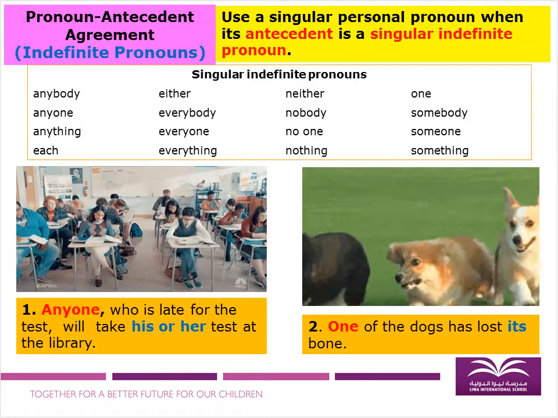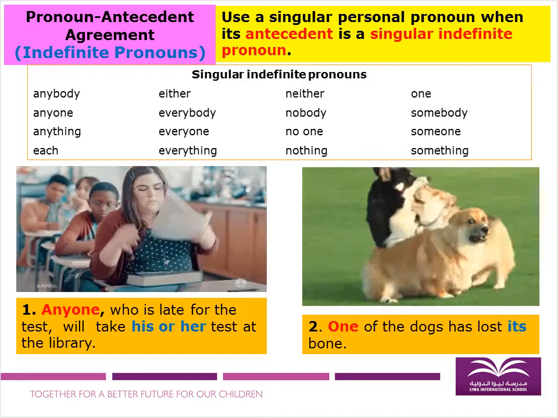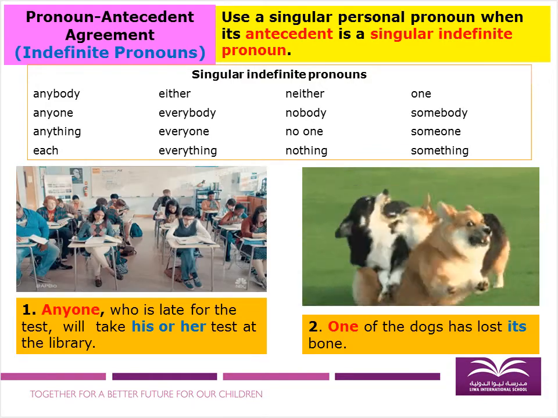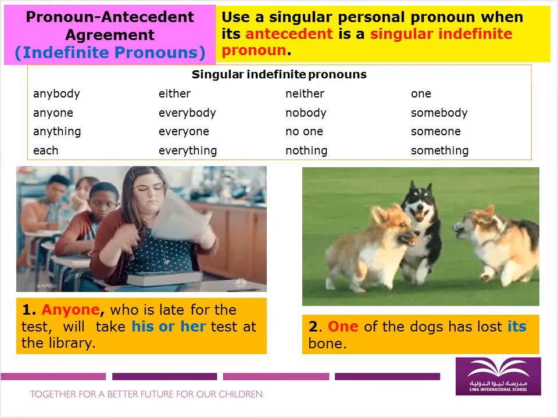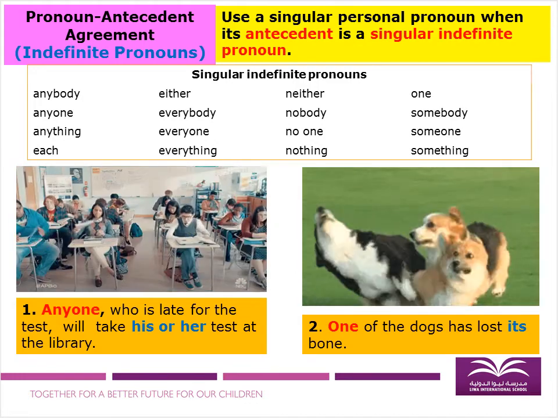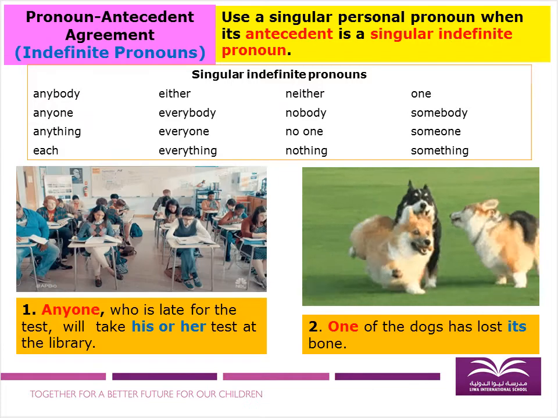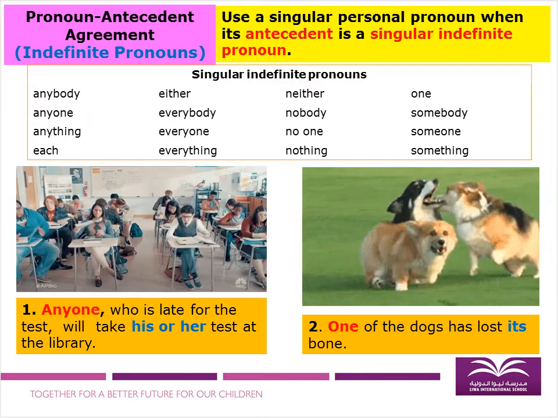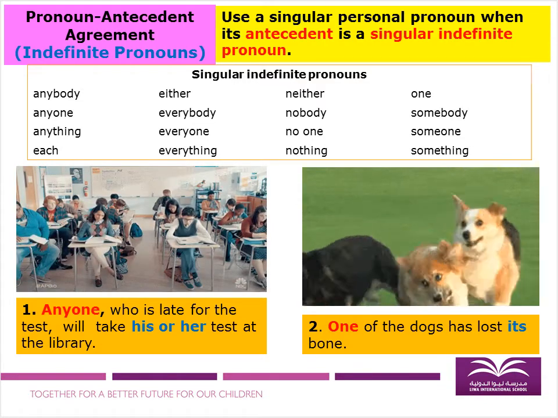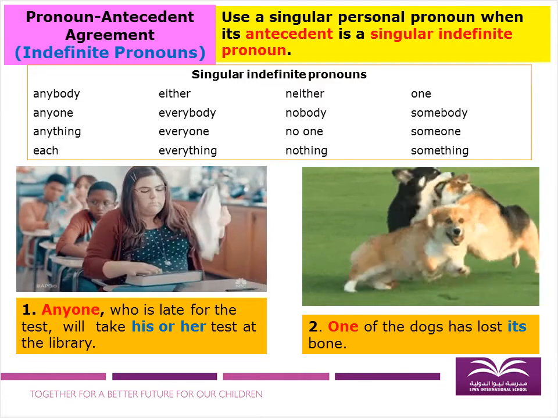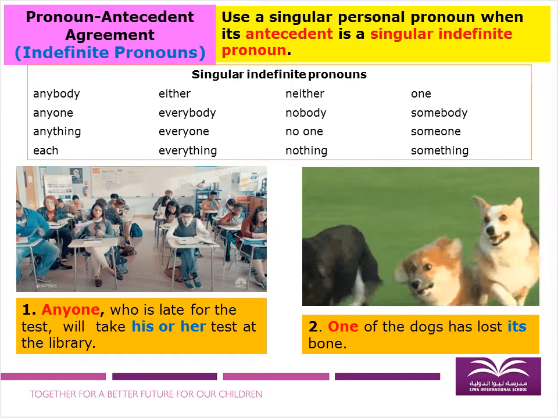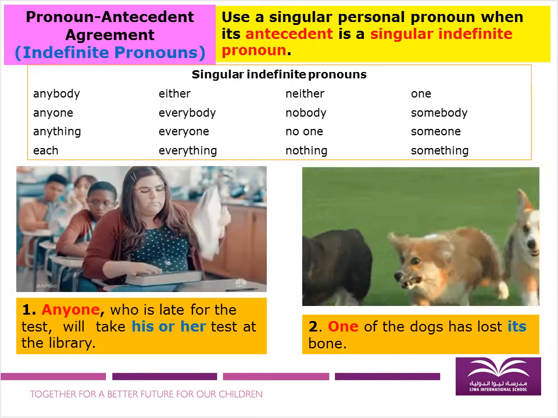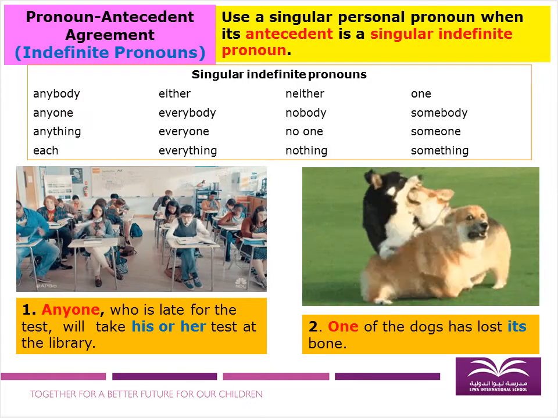So now we're ready to recap the pronoun antecedent agreement, focusing on indefinite pronouns. Let us have the rules. The first rule is: use a singular personal pronoun when its antecedent is a singular indefinite pronoun. Now I'll make it simple. Always remember, if the antecedent is a singular indefinite pronoun, these are the indefinite pronouns inside the box. Okay? If you see them, then use a singular personal pronoun.